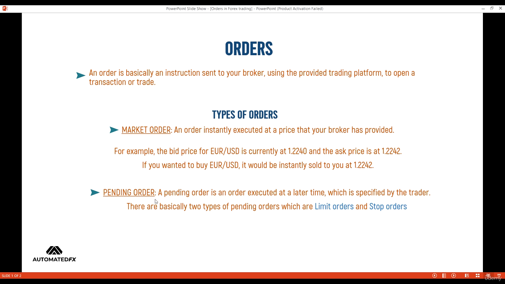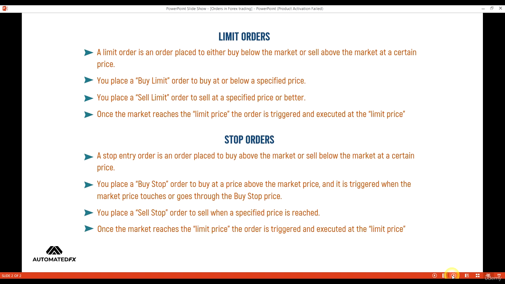Okay, so what is then a pending order? A pending order is an order executed at a later time, which is specified by the trader. So there are basically two types of pending orders. We have the limit orders and we have the stop orders. So the pending orders are like you telling your broker, when the price gets to this point, enter a sell trade for me, or when the price gets to this point, enter a buy trade for me. Okay, so that's basically what the pending order is. There are limit orders and there are stop orders.